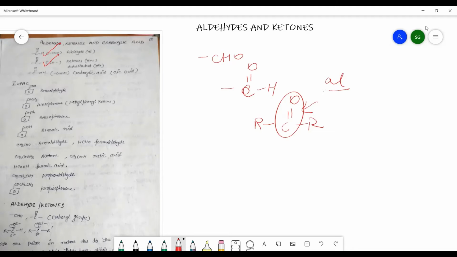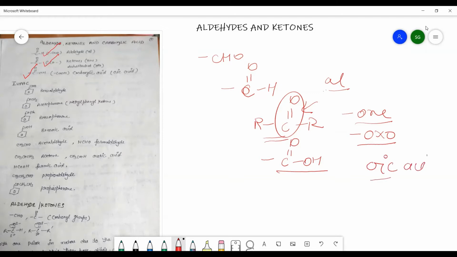Whenever ketones are considered as the principal functional group, the suffix will become -one, and whenever it becomes a prefix, its nomenclature will be oxo as a substituent. That we will discuss later on. In the other one, you will see the carboxylic acid, in which C double bond O, OH will be the structural formula, and it has the suffix -oic acid. That you have done in the 11th standard also.